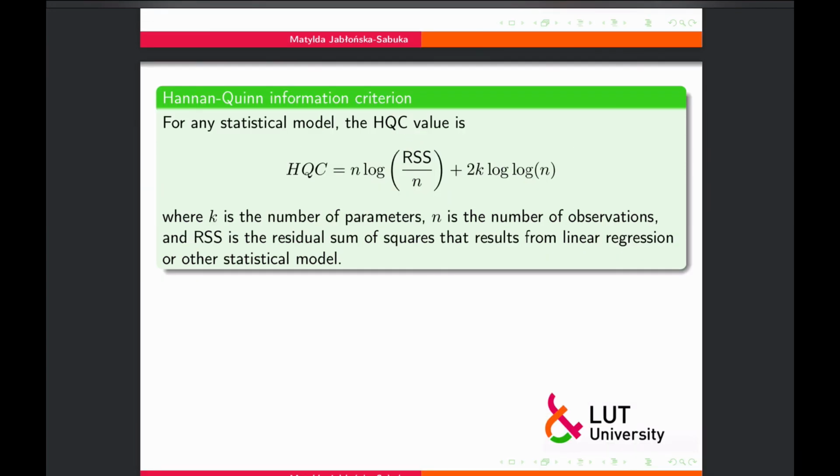And finally, the Hannan-Quinn information criterion is a bit more complicated. Now, RSS is the residual sum of squares, so it's the difference between our fitted ARMA model and the data. So we drop here the likelihood function, but we still want to minimize this value because we would like to minimize the sum of squares and also minimize the use of parameters.